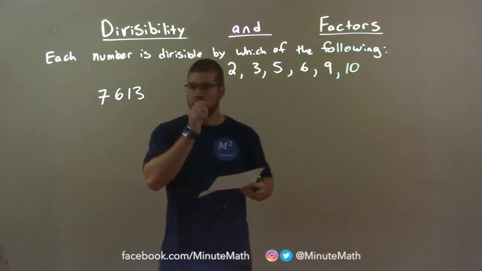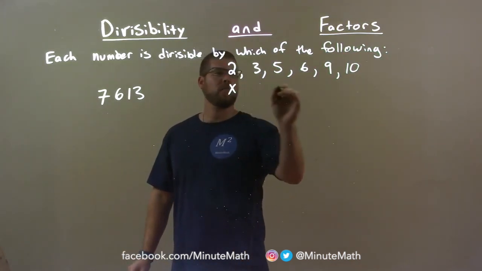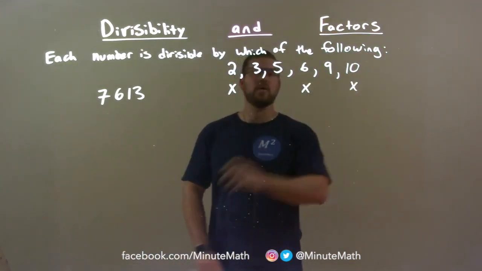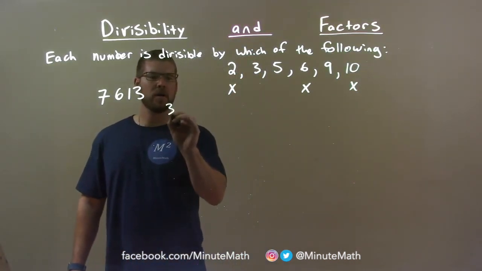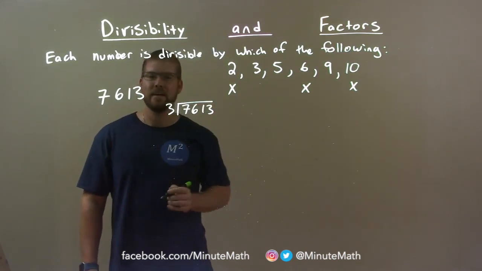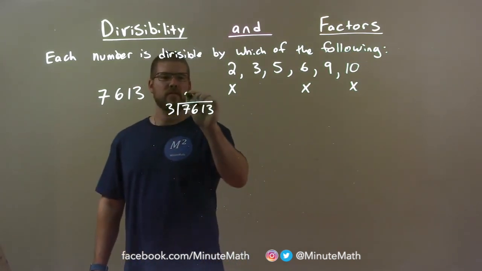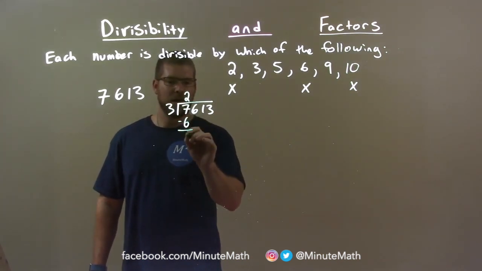7,613. Well, first thing I notice is that this number is odd. That means all of my even numbers here will not work. Okay? So now we gotta check the 3. Long division with 3. Does 3 go into 7,613 evenly? 3 goes into 7 2 times. 2 times 3 is 6. Subtract them, and we get a 1.